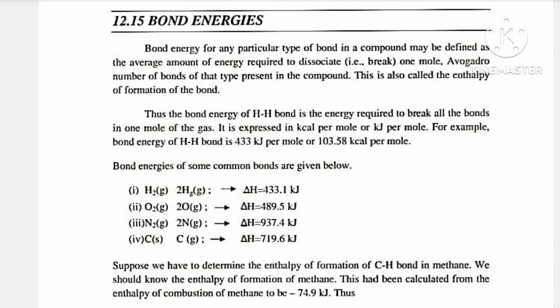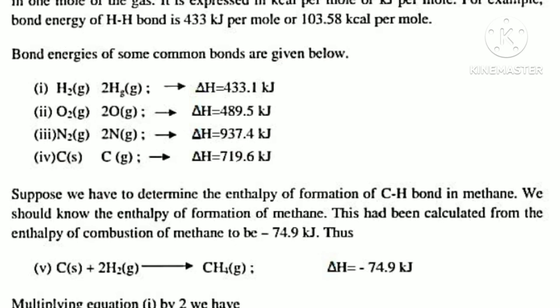Bond energy of some common bonds are given below. Suppose we have to determine the enthalpy of formation of the C-H bond in methane. We should know the enthalpy of formation of methane. This had been calculated from the enthalpy of combustion of methane to be minus 74.9 kilojoule. Thus, C plus 2H2 is equal to CH4. In this, delta H is equal to minus 74.9 kilojoule.